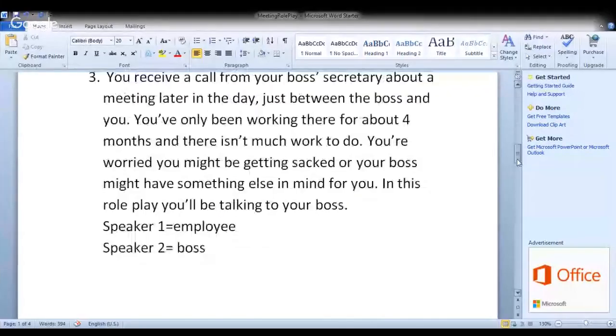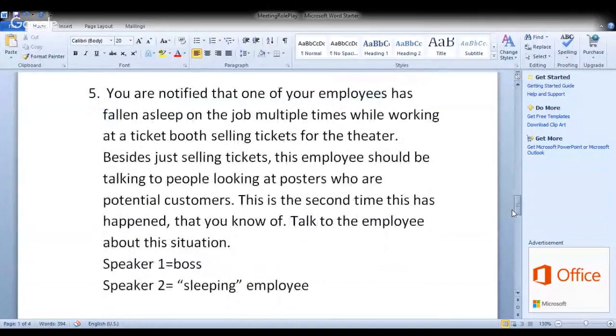Meeting role play. Oops, don't look at that. 3, 4, and 5. Okay. So the situation is you are notified that one of your employees has fallen asleep on the job multiple times while working at a ticket booth selling tickets for the theater. Besides just selling tickets, this employee should be talking to people looking at posters who are potential customers. This is the second time this has happened that you know of. Talk to the employee about the situation.